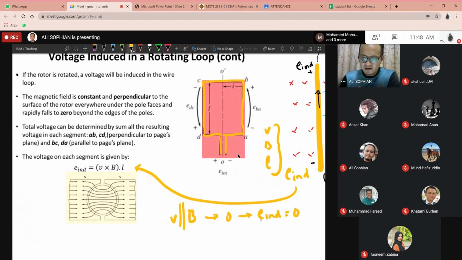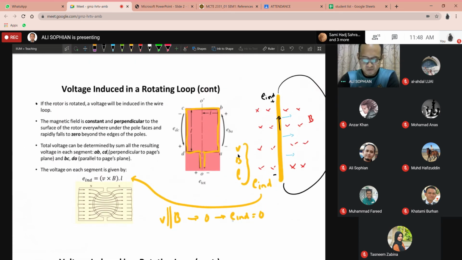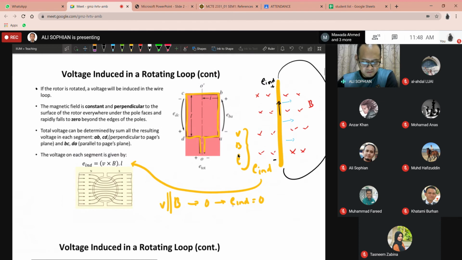Okay, right. Now what we want to do is to calculate how much voltage will be induced around this loop. We want to be able to calculate the induced voltage generated around this loop. So this is what we are going to do now.